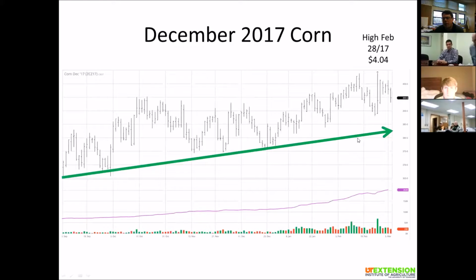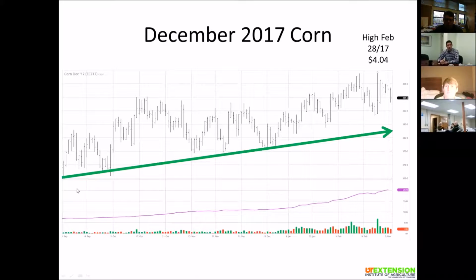This runs for 1 year. We had a high actually back February 28th of 404 on the futures contract. To me, that's an excellent starting point to look at pricing some of the production, or at least securing part of the price either on the futures market or through some type of options. Also, cash contract sales would be another one that you could utilize depending on what you're doing with basis.